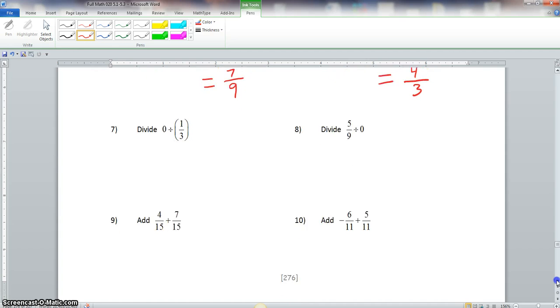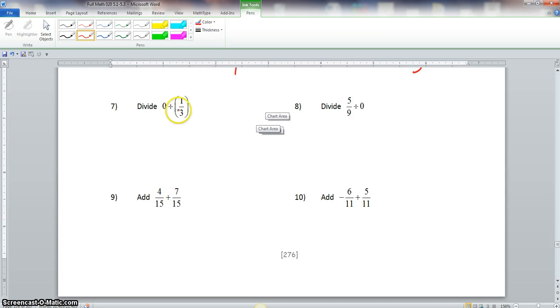Now we go down here to number 7 and 8. Now remember, with problems like this, when you have 0 first, 0 divided by any number except 0 equals 0. And then number 8, since the 0 is second, any number except 0 divided by 0 is undefined.